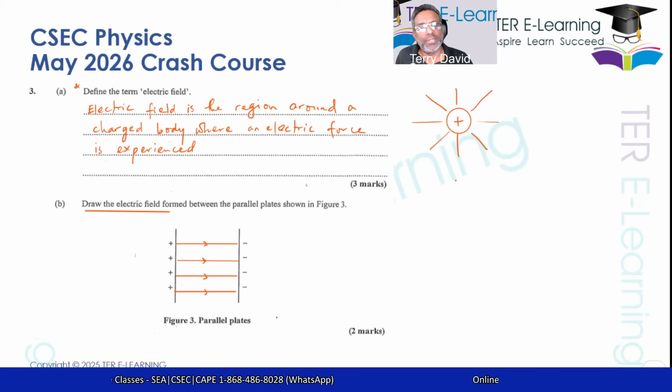Right, this is what the field looks like for an isolated positive charge. And again, your field lines move away from it. So you're going to draw this. If they had asked us for an isolated negative charge, then the field looks the same.